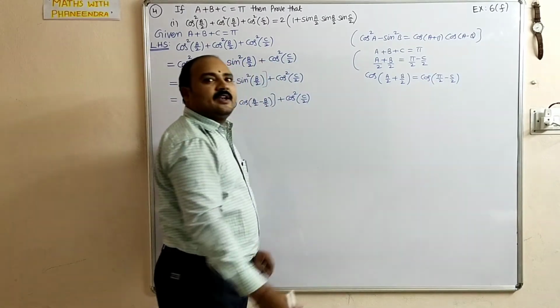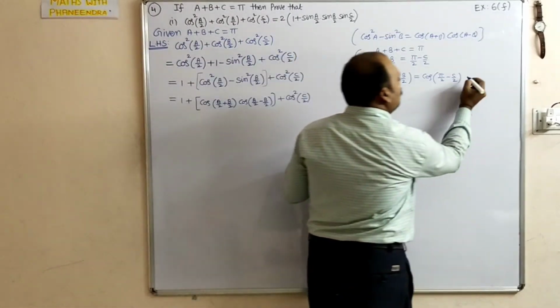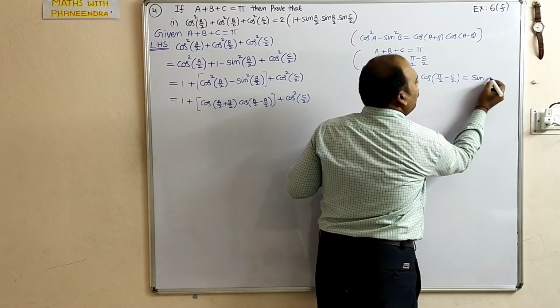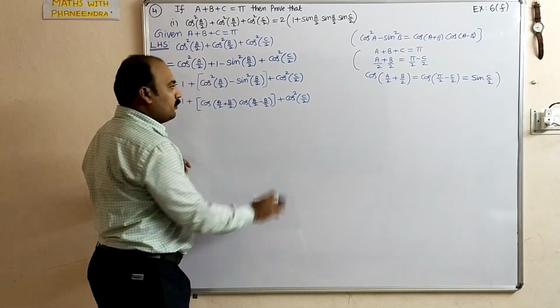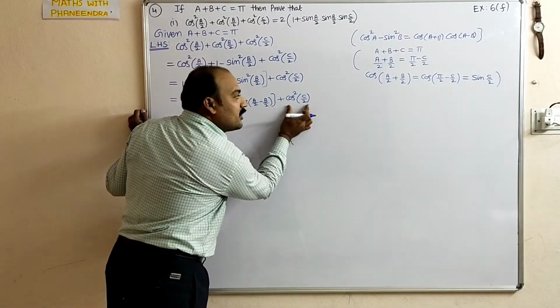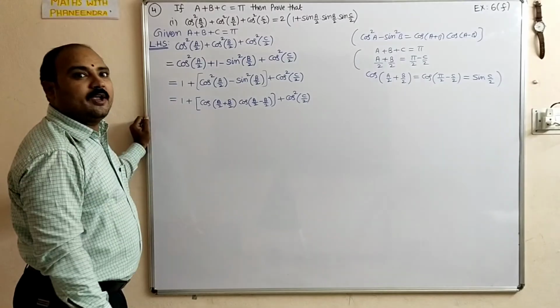Cos of (90 minus theta) is sin theta, so sin C/2 will come. So the value of cos of (A/2 plus B/2) is sin C/2. But sin C/2 is not there in the expression, so cos square C/2 you have to write in terms of sin.